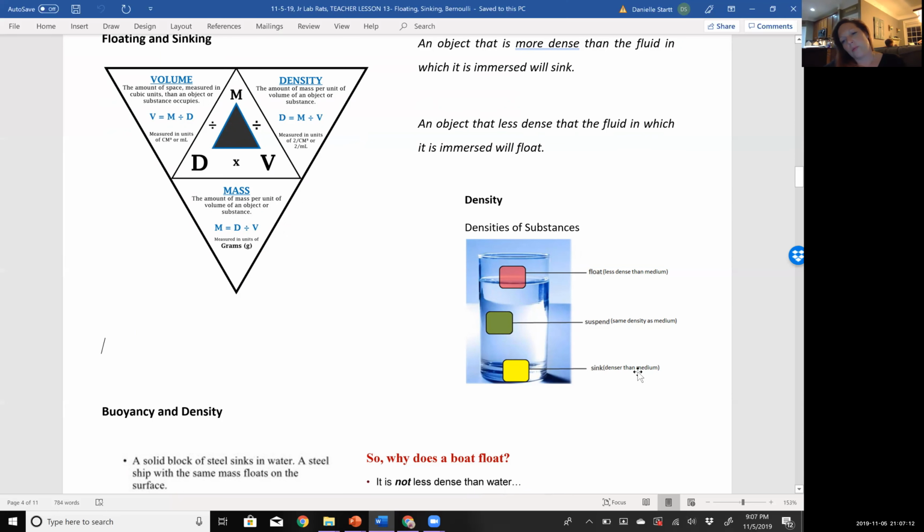And then this yellow one is going to be more dense, or denser, which is actually a word. It doesn't sound like it is. Denser than the fluid, so it's going to sink.